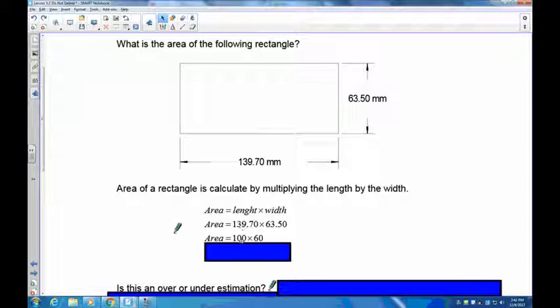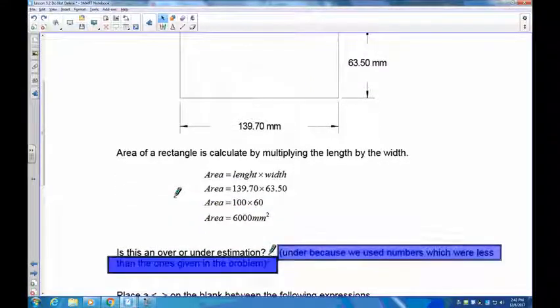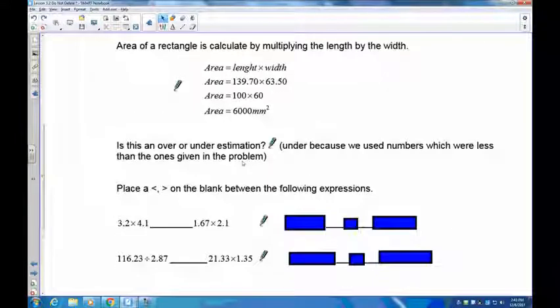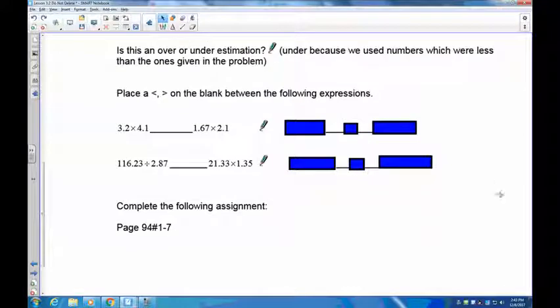Now, I'm using front-end estimating here. The 139 dropped down to 100, the 63 dropped down to 60, so I'm around 6,000. But I also know that this is a serious underestimate because I dropped down 39 off of this to get to the 100. I kept this close to 60, so I know that I'm going to be seriously under. So when I'm doing my checks, I know that the 6,000 should be well below what I'm normally doing. And if it is, there's a good chance that my area is correct. Okay, so let's do the next two here.